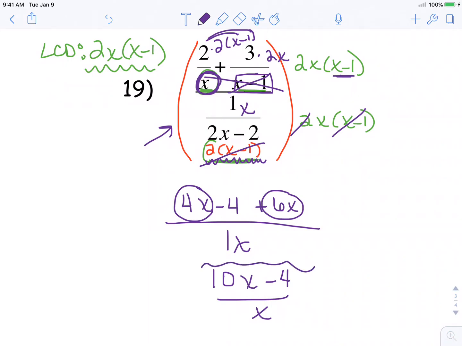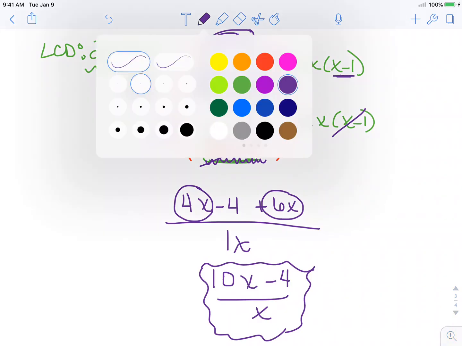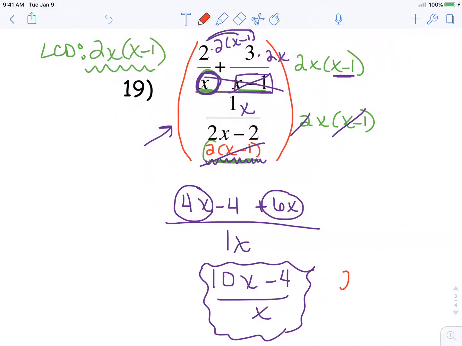So this right here is pretty close to being simplified. Our goal, though, to simplify is to have something factored completely. So just taking this one further step, Jack, what could we take out of the numerator so that this could be in factored form? A 2. Yeah, we could take a 2 out, and then we would end up with 5x minus 2, and then all divided by x.